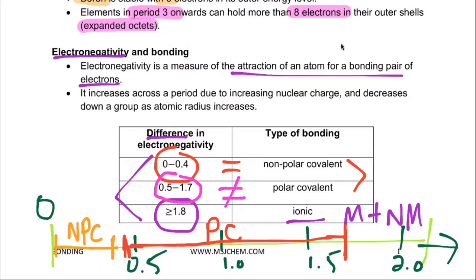So it's kind of a continuum. Sometimes they don't always follow the rules. For the most part, they do follow these numbers, but occasionally they don't. There are some where if you compare them, you'll get less than 1.8, but it's still ionic because it's a metal and a non-metal. Okay, so just be careful. Always look for metal, non-metal first to identify ionic. And then if you identify that they're both non-metals, then do this subtraction thing to figure out if it's polar or non-polar covalent.